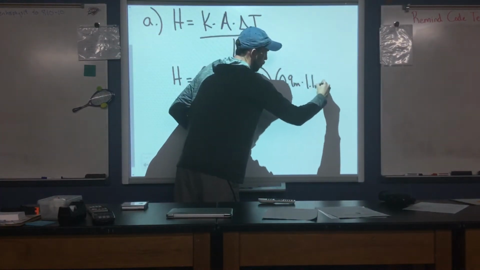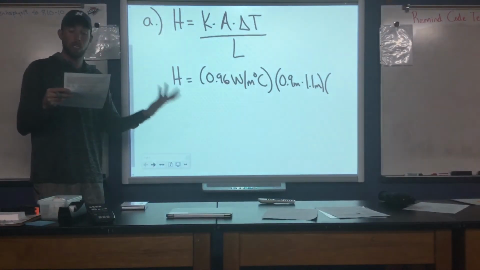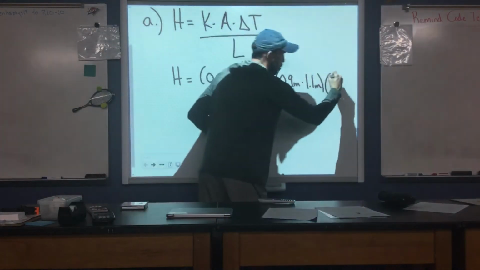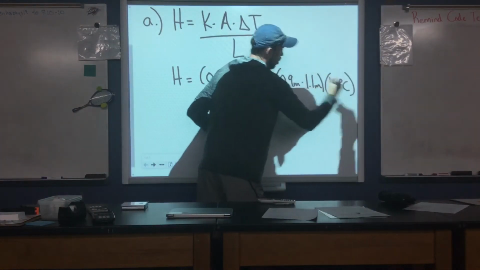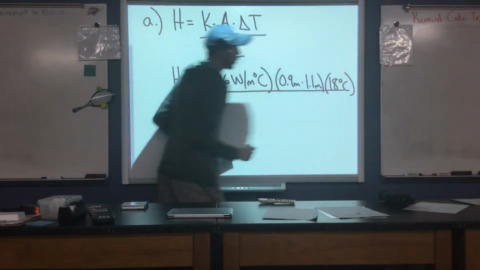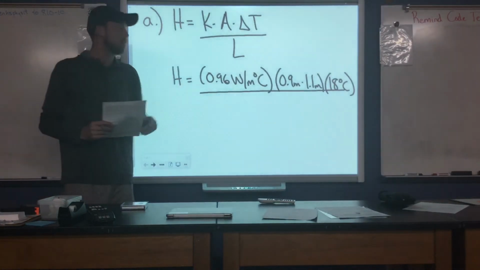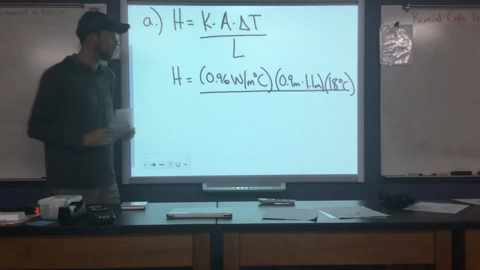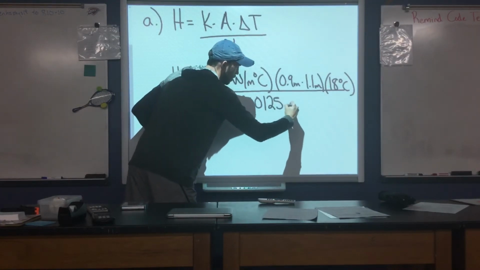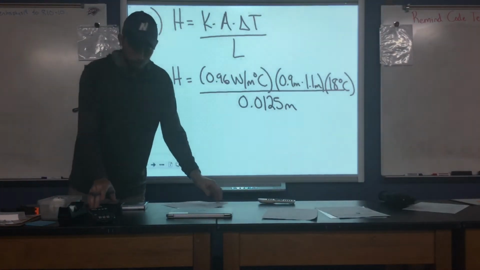0.9 by 1.1. We're told the temperature inside of our house is 20 degrees Celsius. The cold air outside is about 2 degrees Celsius. So the delta T, or difference in those temperatures, would be 18 degrees Celsius. And we're told that our window here is about half of an inch thick. An inch is about 2.5 centimeters. So if we cut that in half and then convert to meters, it would be about 0.0125 meters. Now again, if you're looking at the problem statement, all of these numbers are given to you.